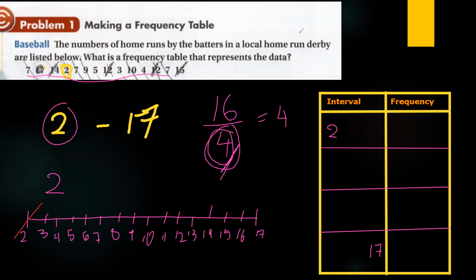So 2, 3, 4, and 5. I have to find the first 4 numbers starting from 2. So we have 2, 3, 4, and 5. We have to say from 2 to 5. I want the length as 4. In your fingers, count them. They are 4. Then you finished 4.